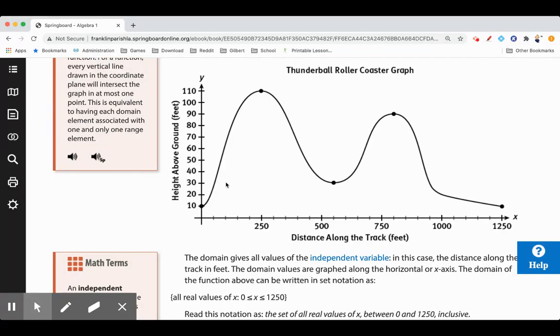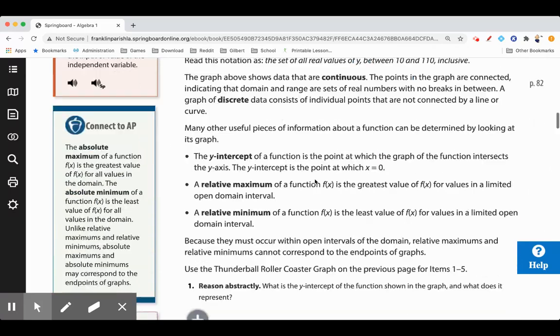Similarly with the maximum. The maximum from 10 to 1250 is 110, but the maximum from, let's say, 500 to 1000 would be here at 90. So that would be a relative maximum. Okay, that's just definitions we got to learn.